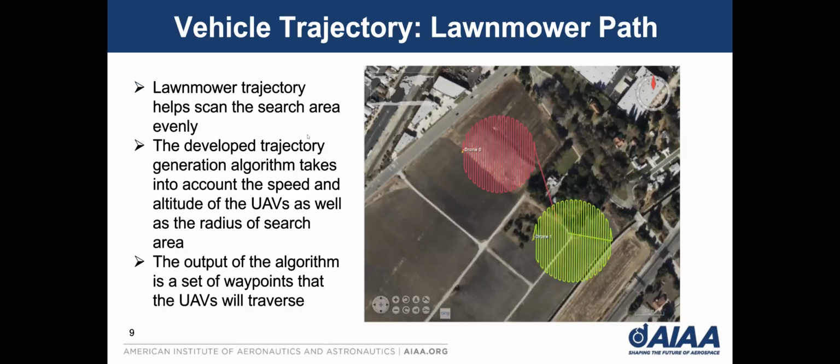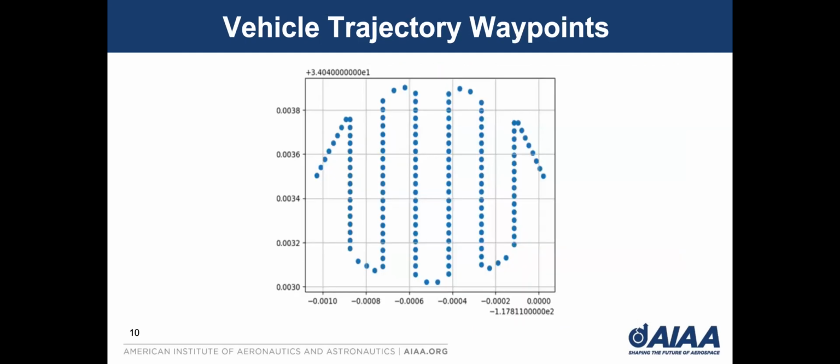One type of trajectory is the mower path, which searches the area evenly. As we said previously, the trajectory generation algorithm takes into account the speed and the altitude of the UAV, as well as the radius of the search area. The output of the algorithm is a set of waypoints that the UAVs will traverse. And here is the image of a set of waypoints. We feed the set of waypoints into our simulation, and our GCS simulation will simulate the path along all those waypoints.